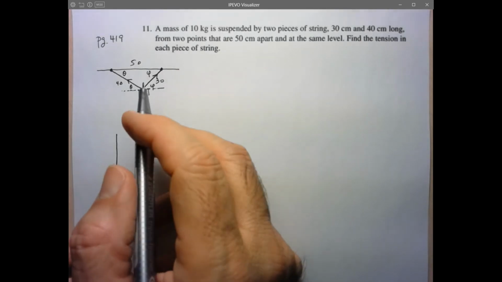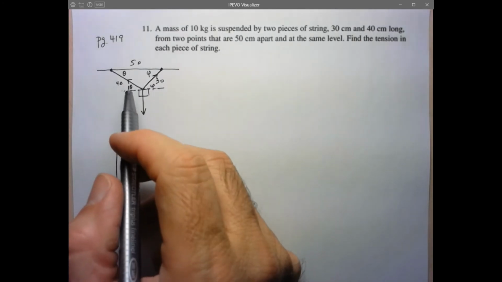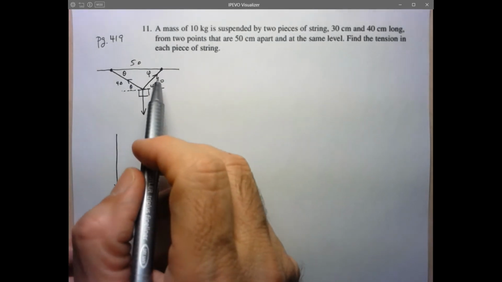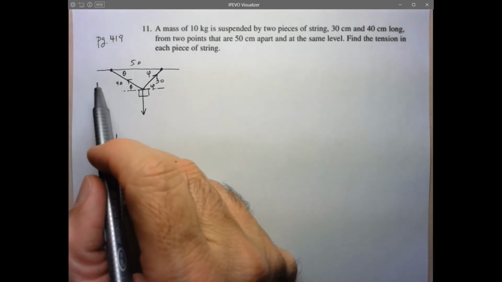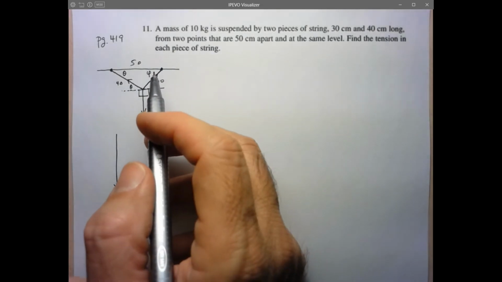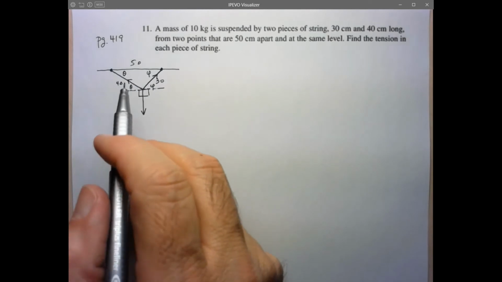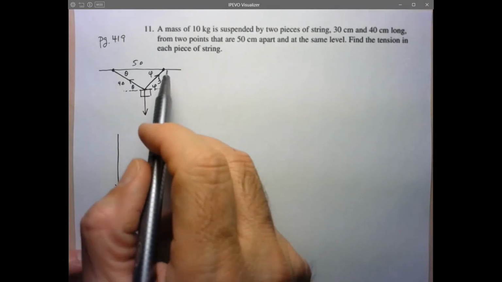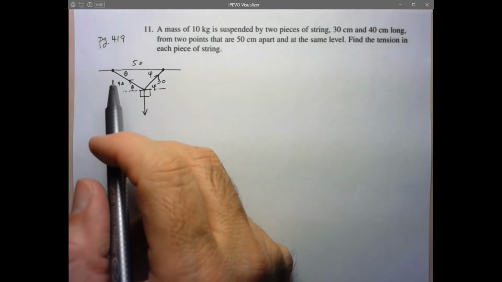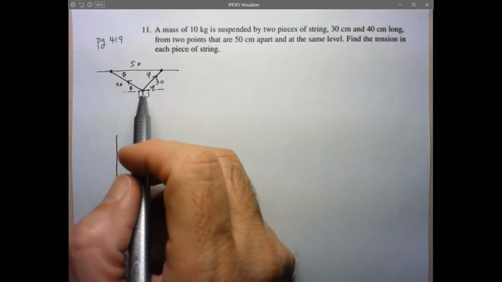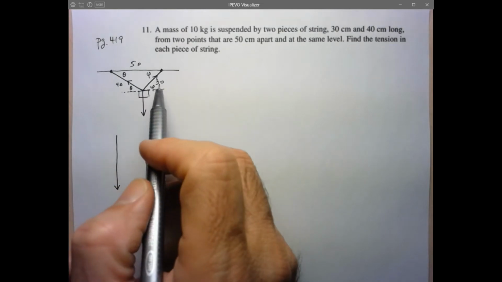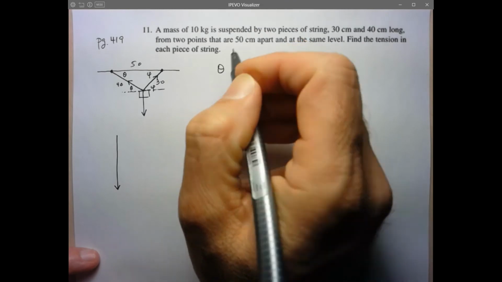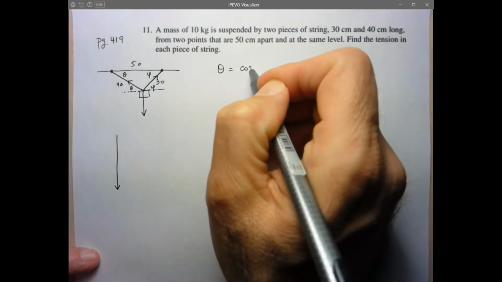Now, by the way, I am noticing that these numbers 30, 40, 50 form a very special triangle, but I'm going to pretend I didn't see that because I just want to show you how you'd go about doing it if you didn't recognize this as being a particularly special triangle. So I'm just going to go ahead and solve for these. I know the three sides of this triangle. If I start with theta here, I'm just going to use the cosine law. So it's going to be cos inverse.